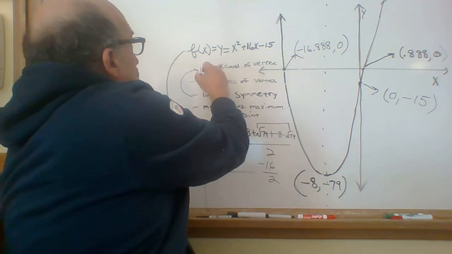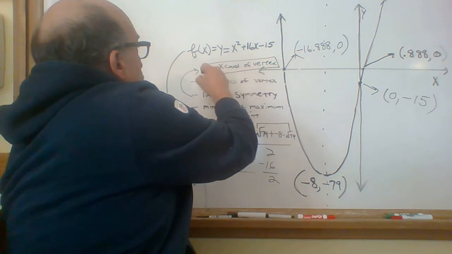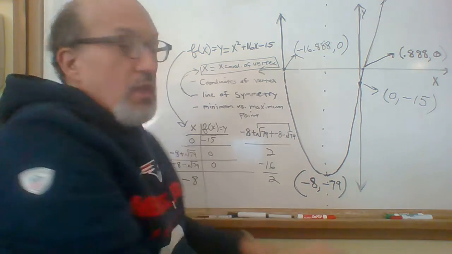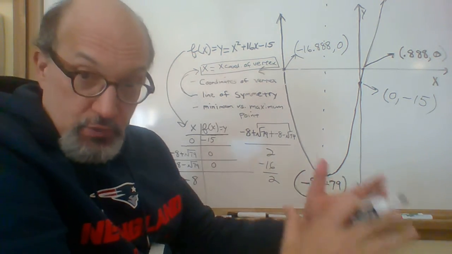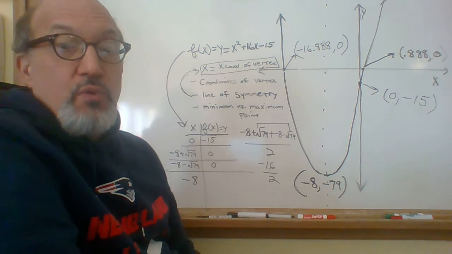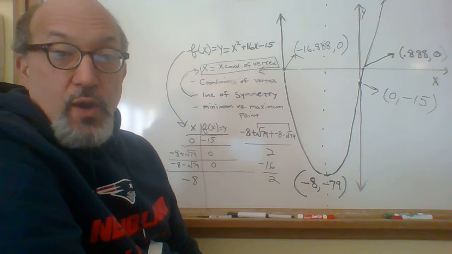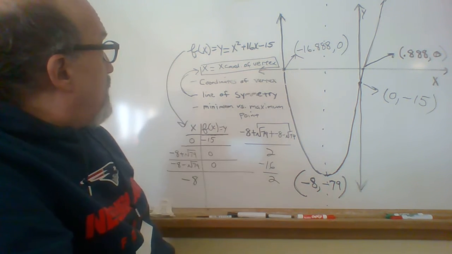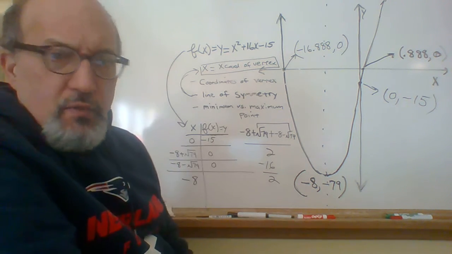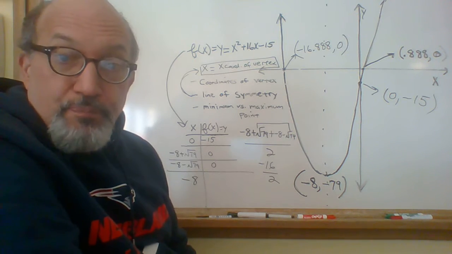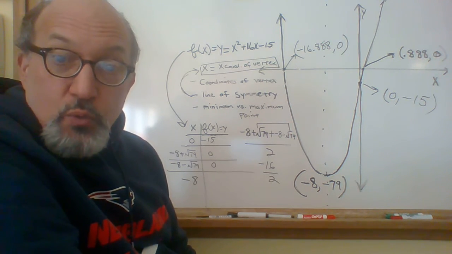The x coordinate of the vertex is always the line of symmetry, and it's a vertical line. As you know, x equals a number is always a vertical line of symmetry of the quadratic graph. So we've taken care of line of symmetry. Back to the coordinates of the vertex. Well, we have the x coordinate. How do we find the y coordinate?